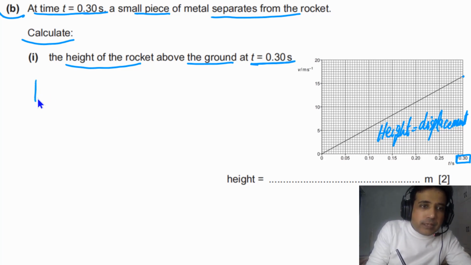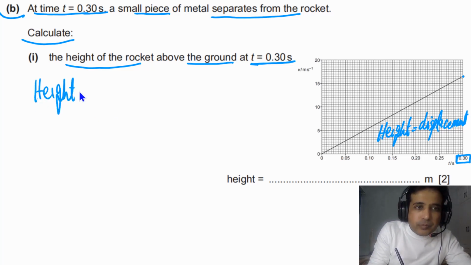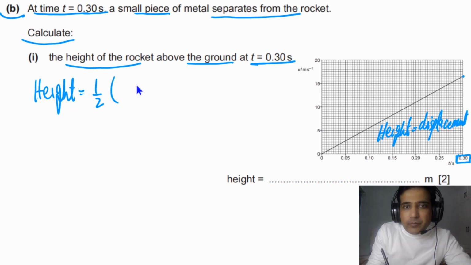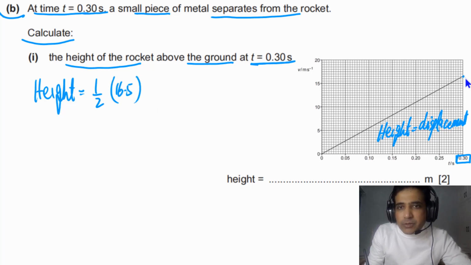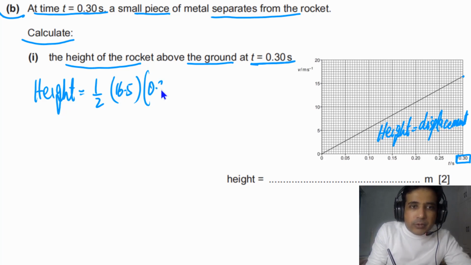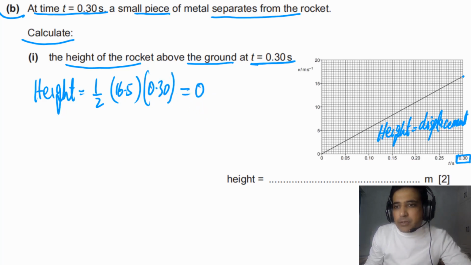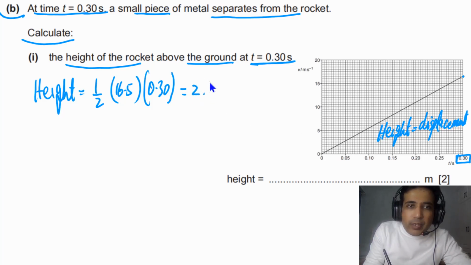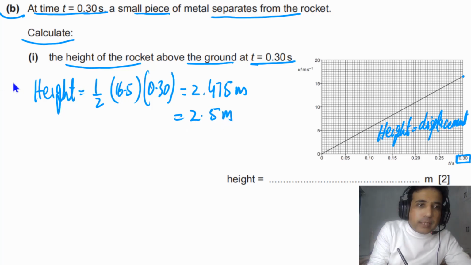So we can say height will be equal to 1/2, we have 16.5, meaning the value of V at this point is 16.5, and the time is 0.30. If you multiply this, in this case your answer will be equal to 2.475 meters. Up to 2 SF, we can say this is 2.5 meters. So this is one way you can calculate.